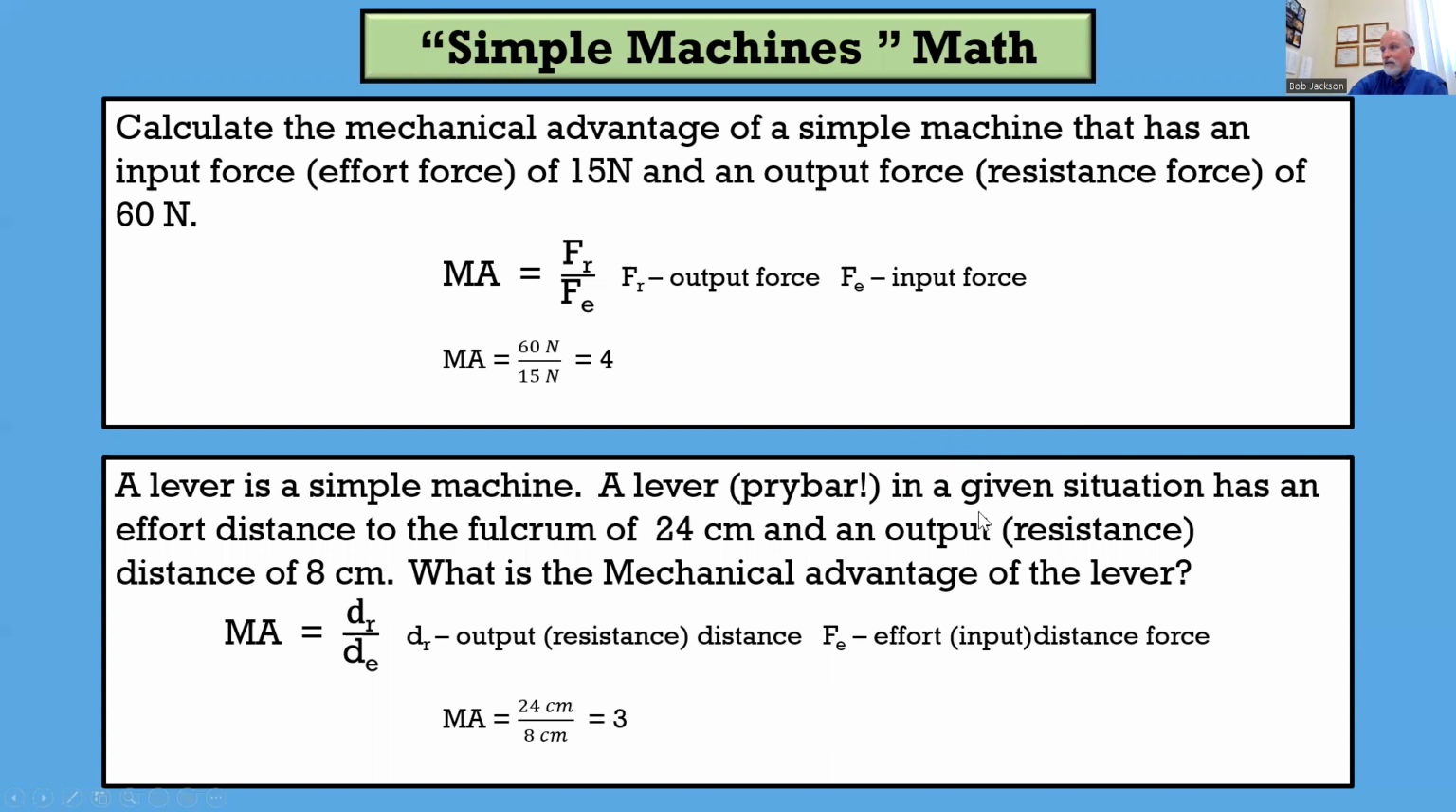Okay, so down here a lever, here's a pry bar. Here I'm giving you lengths of it, saying any given situation has an effort distance to the fulcrum where the work's being done of 24 centimeters. The output resistant distance is 8 centimeters. Like I said, you're always going to take the big number divided by the little number to get your answer, and the units always cancel out, so you end up unitless. So you take 24 divided by 8, and it comes out 3. Okay, that's simple machine math.